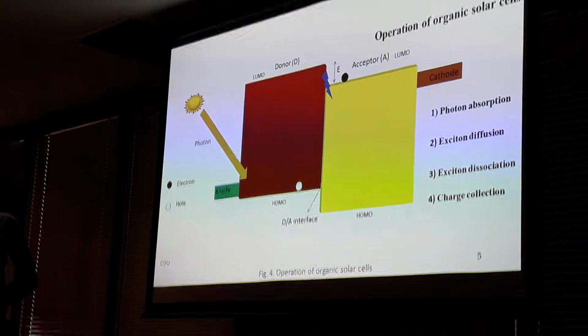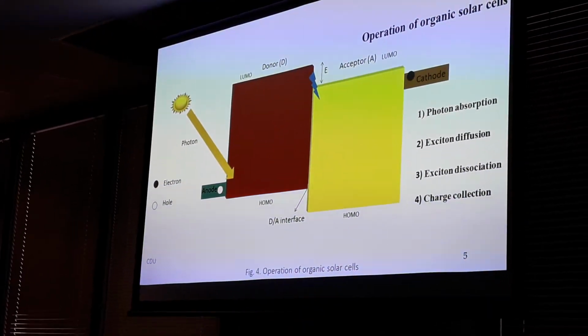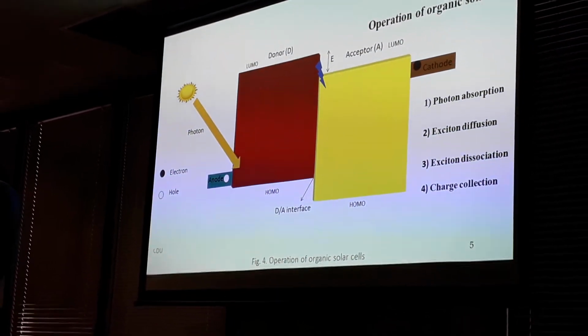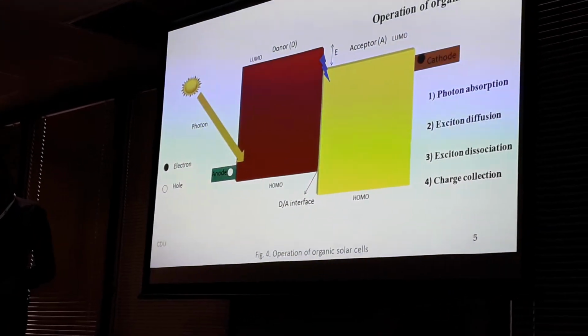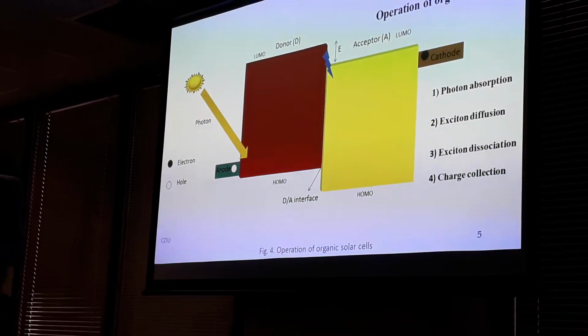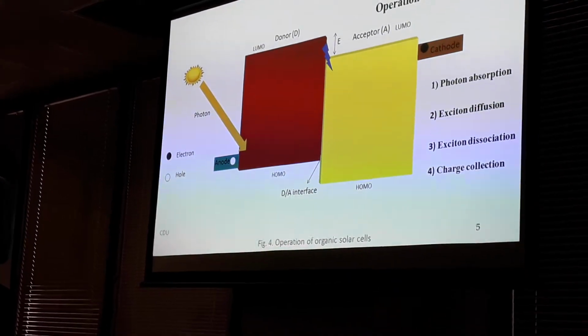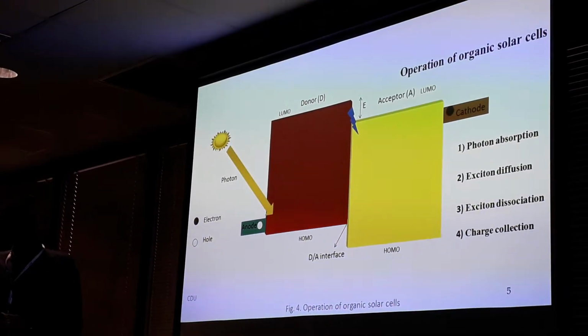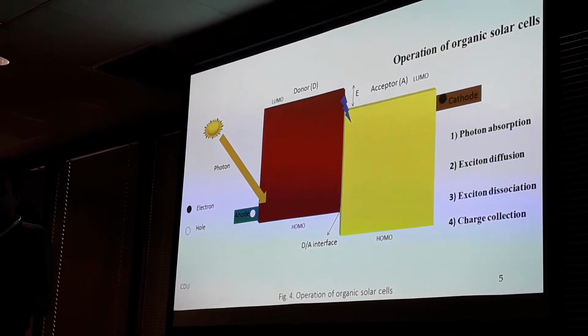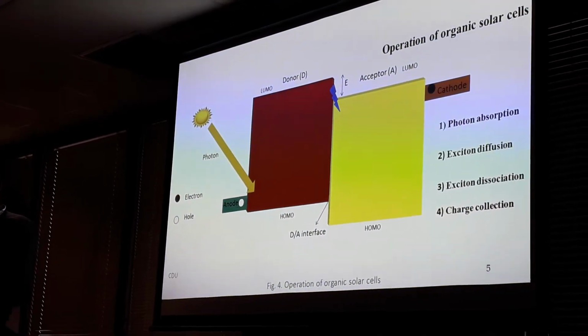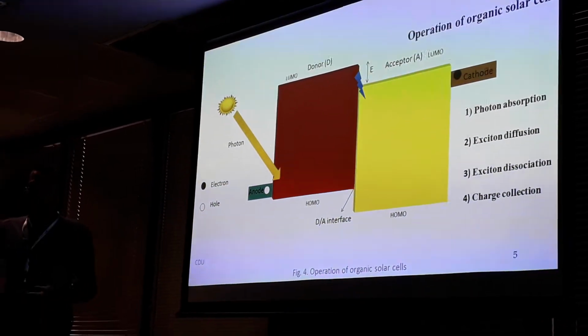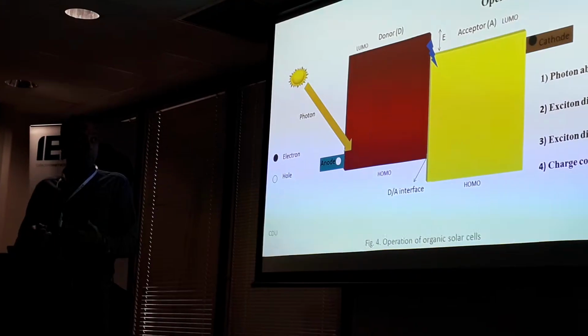After dissociation, these free charge carriers are collected by the respective electrodes and electricity is generated. However, I should mention that there are some traps in the organic solar cell material because of defects, and sometimes some of these free charge carriers are captured by these traps, and therefore it will lead to lower efficiency.